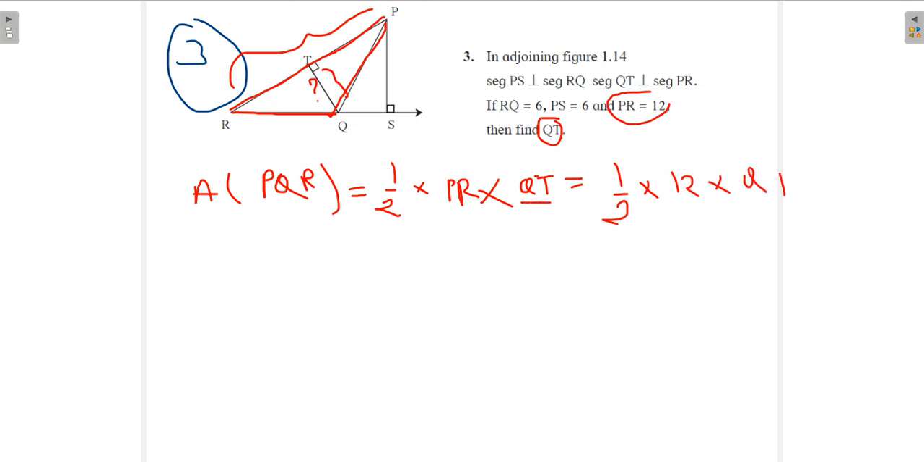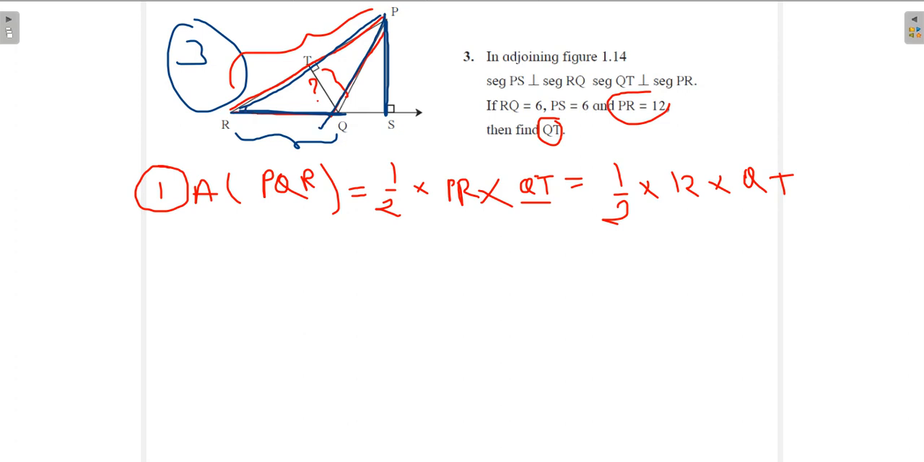No problem, don't do anything, it will be simplified. So this is equation number 1. Now let me show you the same triangle with this height, this base. QR is the base, and this is the height of this triangle. Now only see the blue.